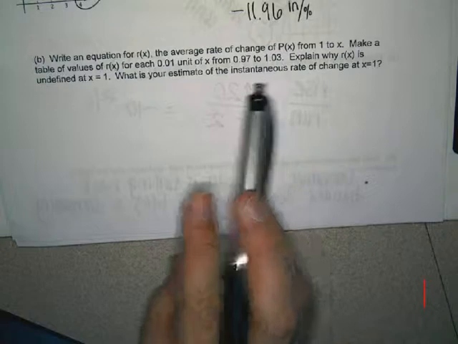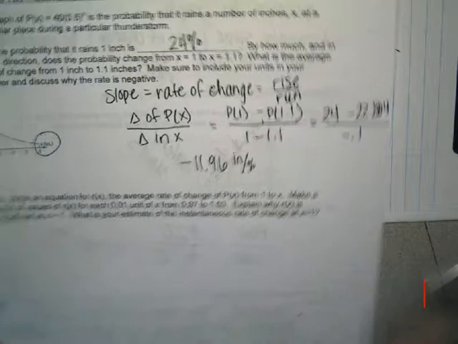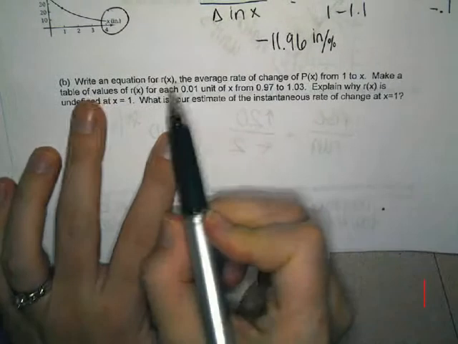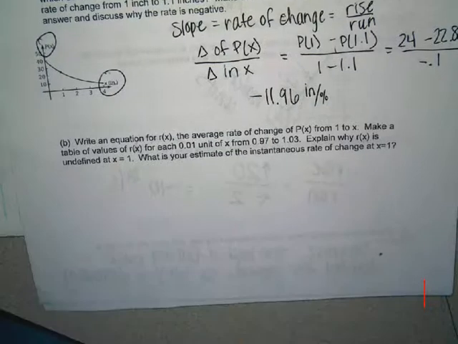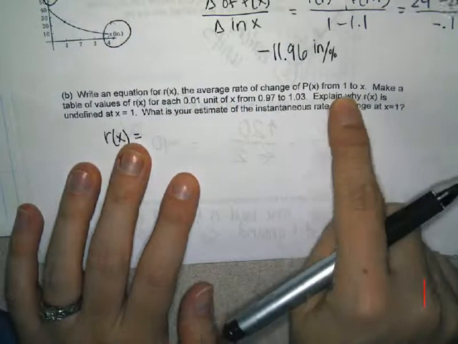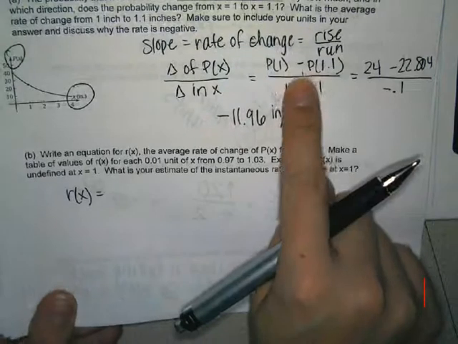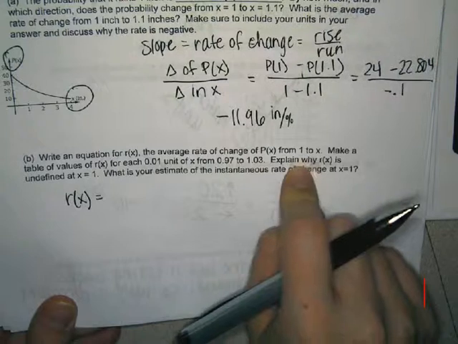Now, I know what p of 1 is. P of 1 is what? 24. But I can't easily plug in p of x into my calculator because that's what I'm looking for here. But do I know what p of x is equal to? No. What is p of x equal to? 40 times 0.6 to the x. So your p of x is just your function. And then on the bottom here we have 1 minus x. That is what we're going to put into my calculator. This represents your average rate of change at any x.